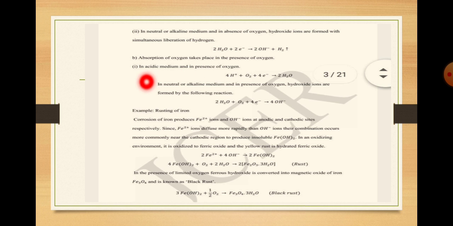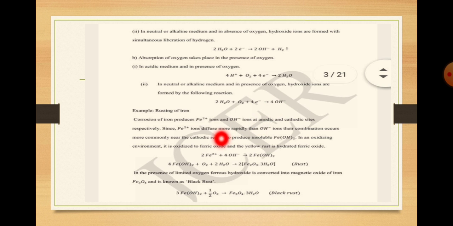Next, absorption of oxygen, that is, in the presence of oxygen. In acidic medium in the presence of oxygen, it gives a reaction like this. In neutral or alkaline medium in the presence of oxygen, hydroxide ions are formed by the following reaction: 2H2O plus O2 plus 4e- gives 4OH-.